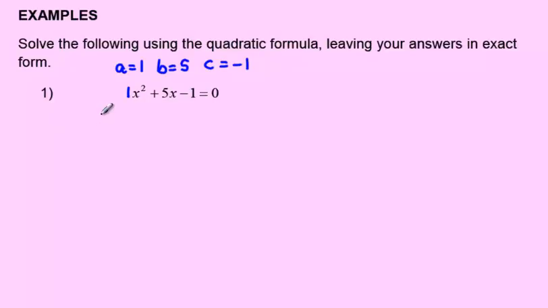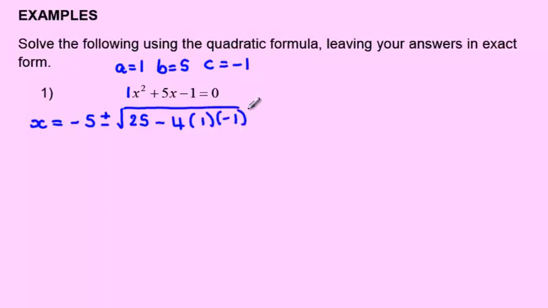So, using your formula, the formula says x equals negative b, so that will be -5. Then we put the plus or minus sign, the square root of b squared, so that's 25, take away 4 times a times c. And I always put those in brackets just to save me any hassles with negatives. Close your square root sign, and the whole thing is divided by 2 times your a value, so that would be 2 in this case.